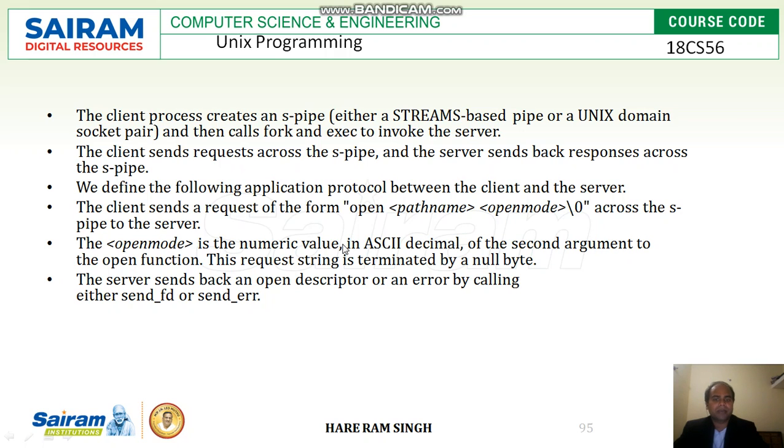The open mode is the numeric value in ASCII decimal of the second argument to the open function. Pathname is the first argument, and open mode is the second argument of the open function. This request string is terminated by a null byte.